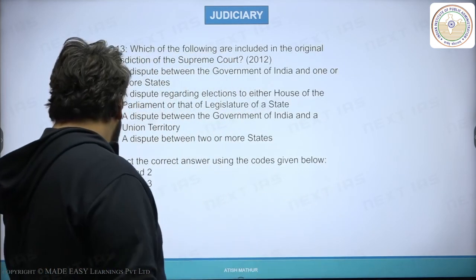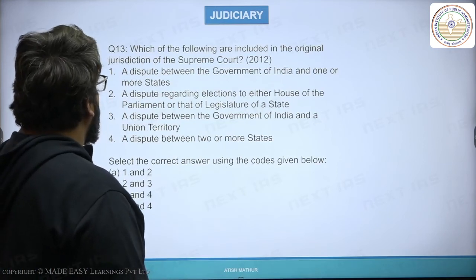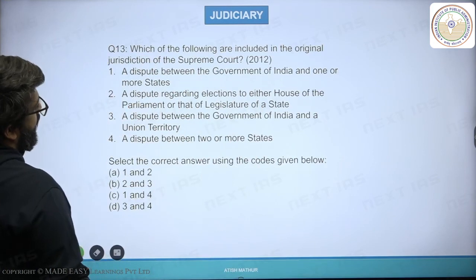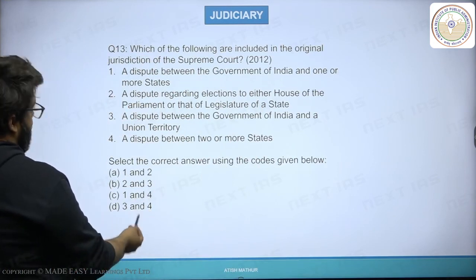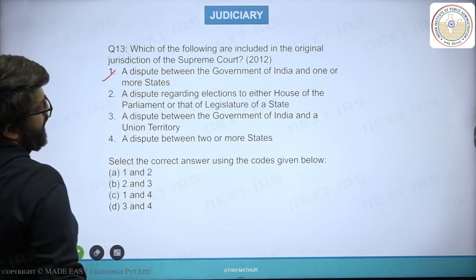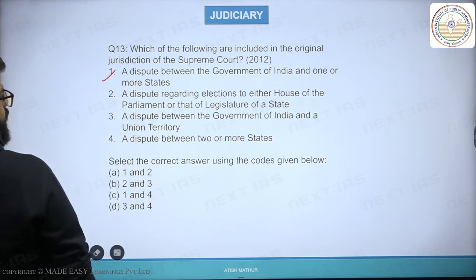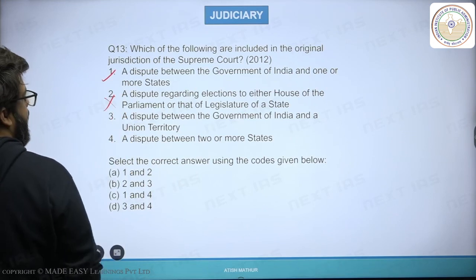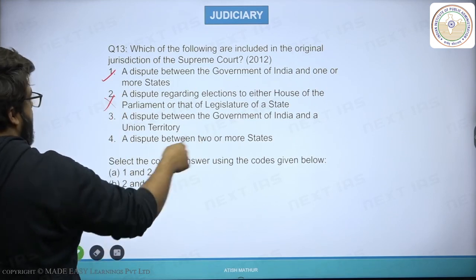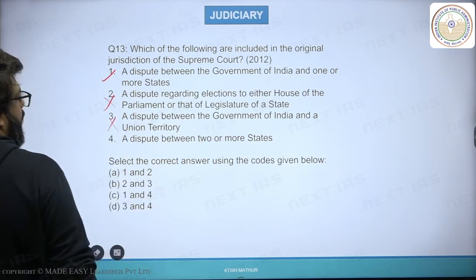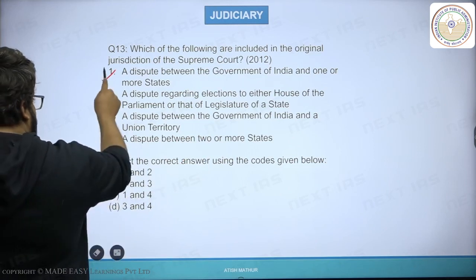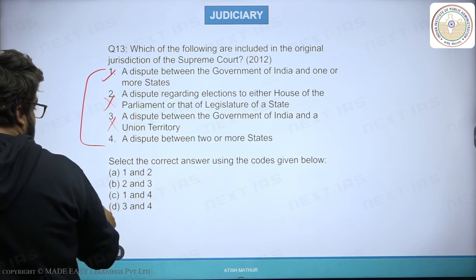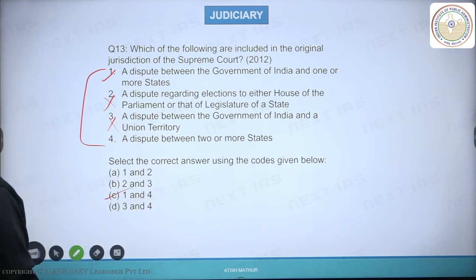Which of the following are included in the jurisdiction of the Supreme Court? A dispute between government or one or more states. Yes. A dispute regarding elections to either house of the parliament. This goes to the High Court, I had told you. A dispute between government of India and a union territory. Assume it is without legislature, so maybe not. A dispute between two or more states. So we have either the option 1 and 4, there is no option 1 and 3, so the matter is finished. 1 and 4, done.